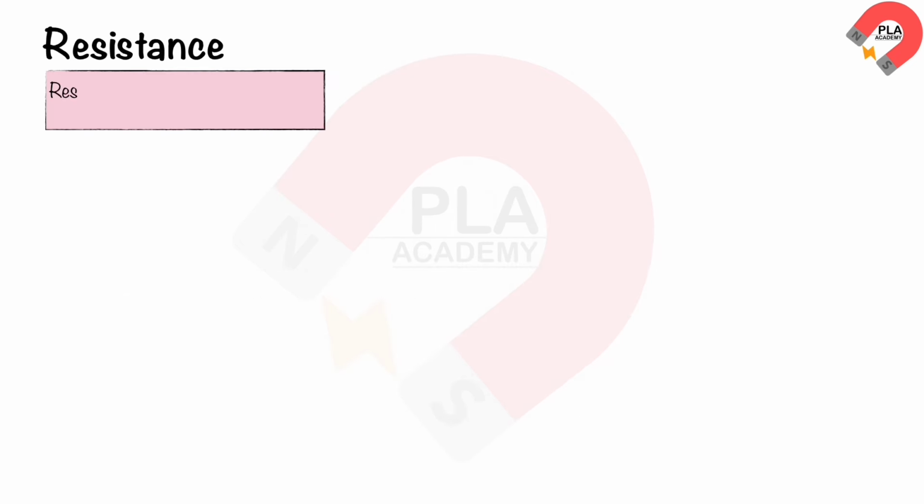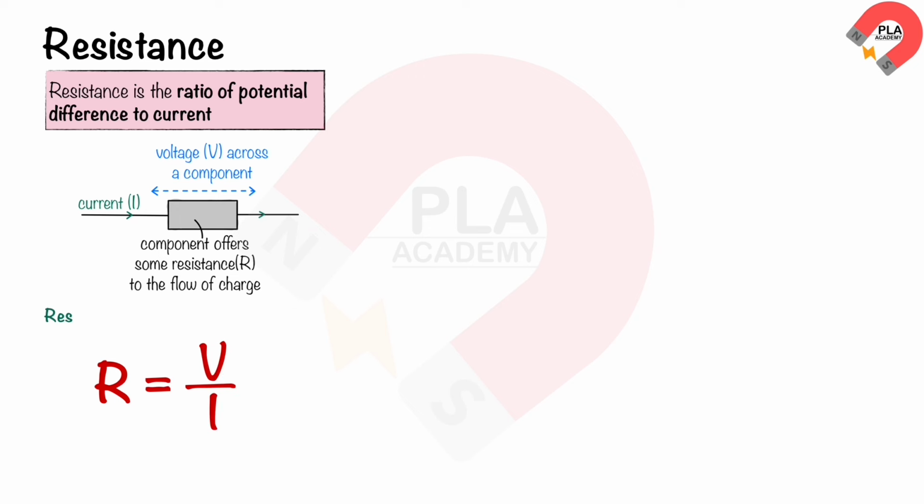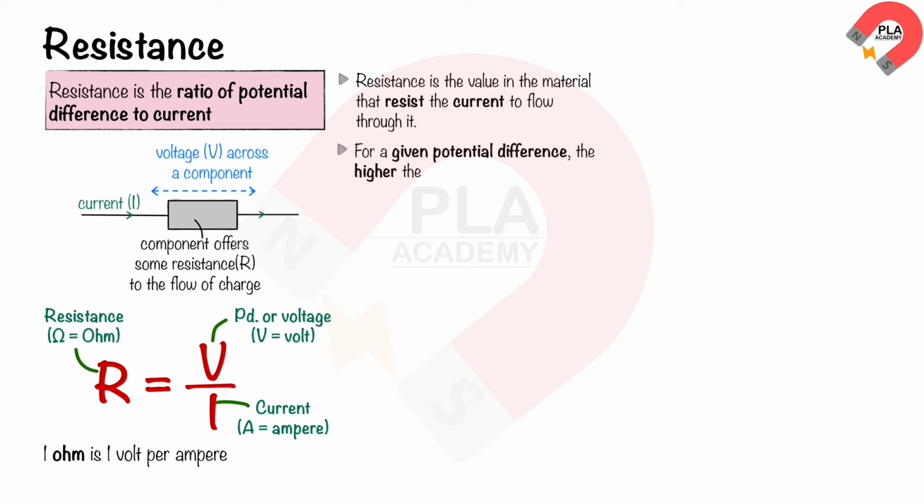Resistance. Resistance is defined as the ratio of potential difference to current. We can write the equation as R equals V over I, where R is the resistance in ohms, V is the potential difference in volts, and I is the current in amperes. So, 1 ohm is 1 volt per ampere. Resistance is the property of a material that resists the current flowing through it. So, for a given potential difference, the higher the resistance, the lower the current.